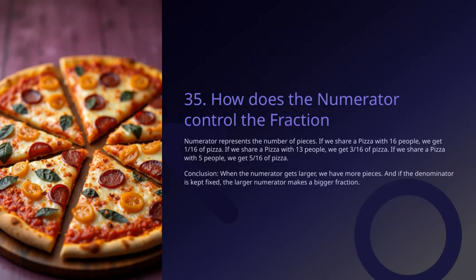The key point here is that when the numerator gets larger, we're essentially giving out bigger pieces. And if the denominator stays the same, meaning the total number of slices remains fixed, then increasing the numerator makes the fraction bigger. This shows how the numerator directly influences the size of the fraction, especially when the denominator doesn't change. It's a simple yet powerful way to understand how fractions work and how the numerator controls the amount or the part of the whole we're talking about.